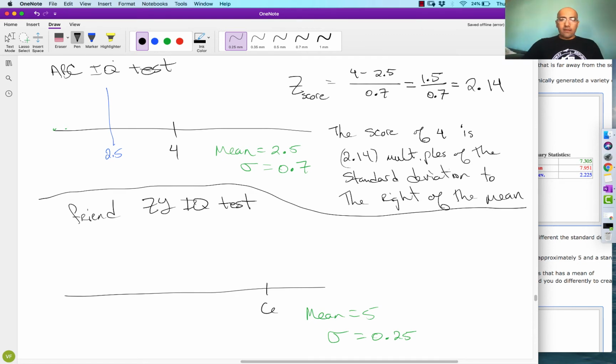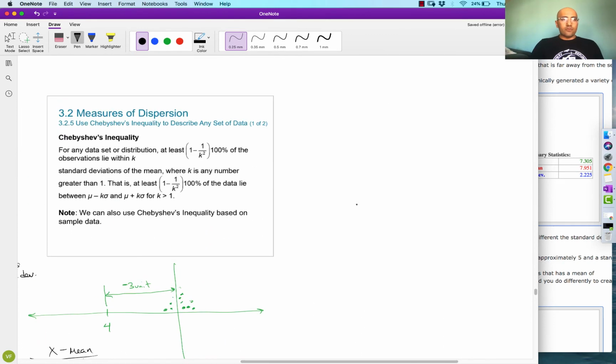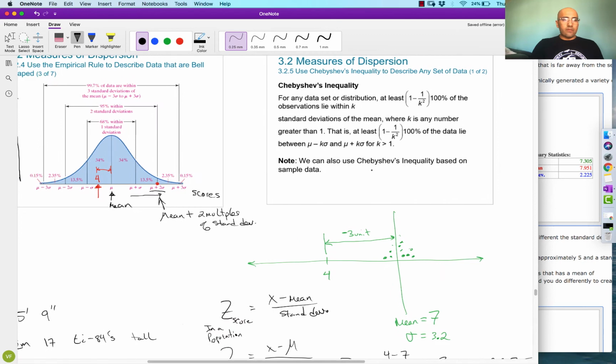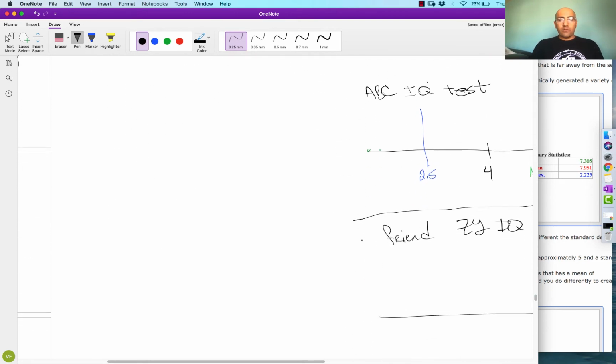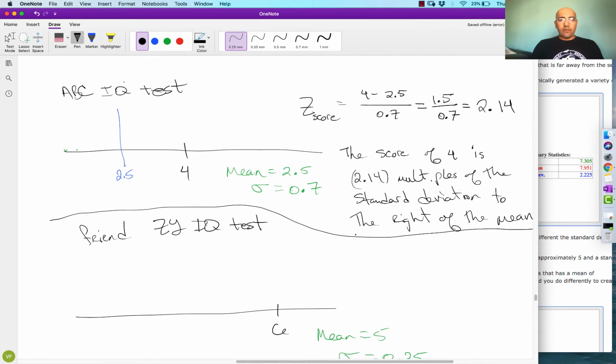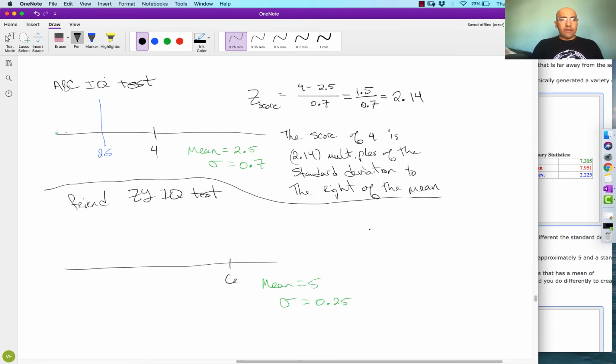And remembering the normal distribution, we know that the farther away you are from the mean in terms of multiples of standard deviations, the more rare an item is. So 2 standard deviations to the right, we established that that's about 97.5% of the data to the left, and only about 2.5% to the right. So we're pretty close to that. I did a little better than that. I scored a 2.14, so it's going to be a little bit better.